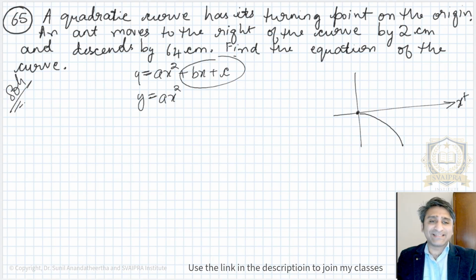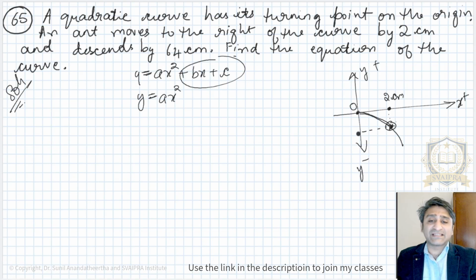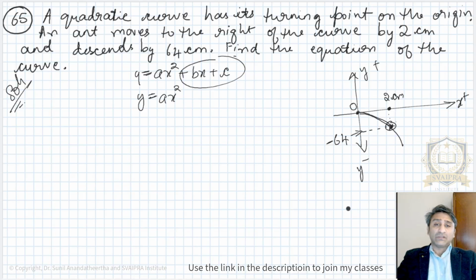So the parabola is somewhat like that. So that's x plus, and this is y plus, and that's y minus. You have our origin. So how much does it move along the x-axis? It moved by 2 centimeters, right? As it started to move, at some point the ant reached here, at which the x position was 2 centimeters from the origin. The corresponding location on the y-axis is 64. That is the negative value along the y-axis. So what does this mean? This means that a is a negative number.